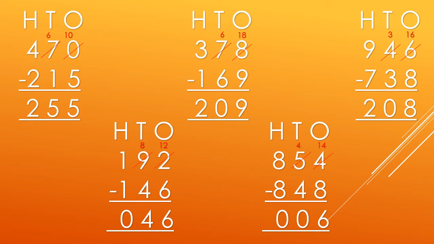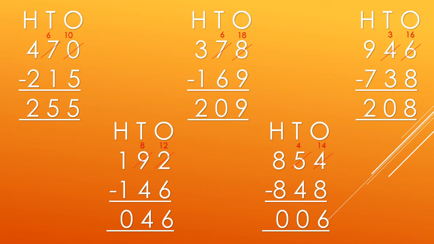Next example is 192 minus 146. Children, we cannot subtract 6 from 2, so we will borrow. 9 becomes 8 and 2 becomes 12. 12 minus 6 equals 6. 8 minus 4 equals 4 and 1 minus 1 equals 0. So 192 minus 146 is equal to 46.